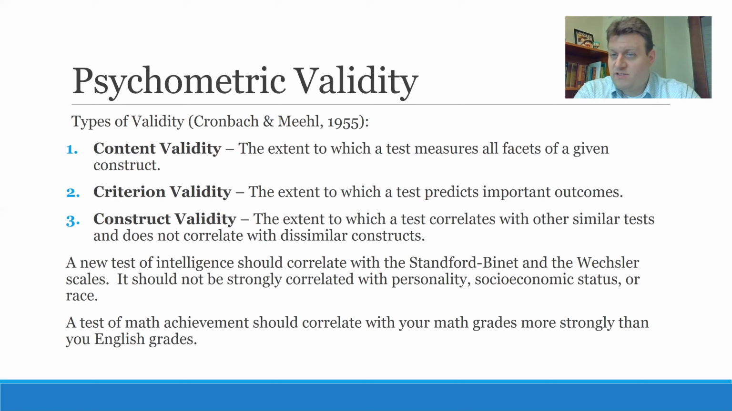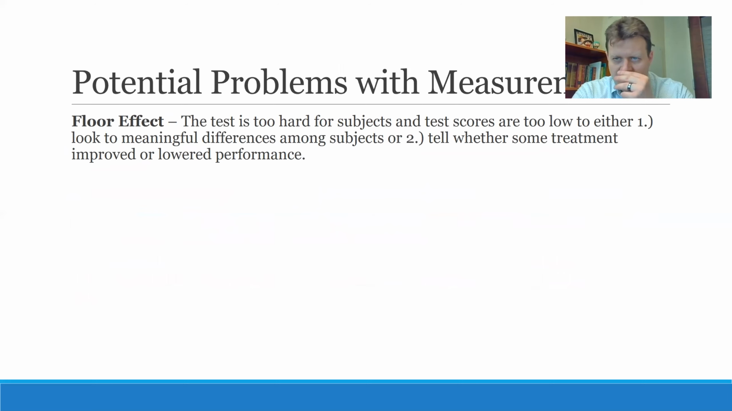So our test of math achievement should be more strongly correlated with our math grades than they are our English grades. So we should see that relationship. Okay. They probably will be correlated with our English grades because school performance is all correlated with one another, but we should see a stronger relationship with your performance in a math class. Okay. So those are the 3 major types of psychometric validity. And anytime we come up with a new test in psychology, we're trying to evaluate all those types of validity to make sure that our operational definition does a good job of measuring the hypothetical construct of interest.